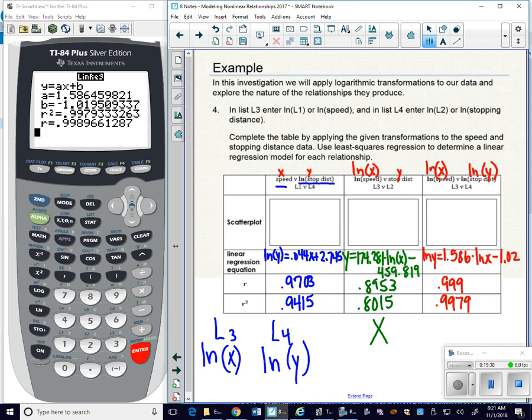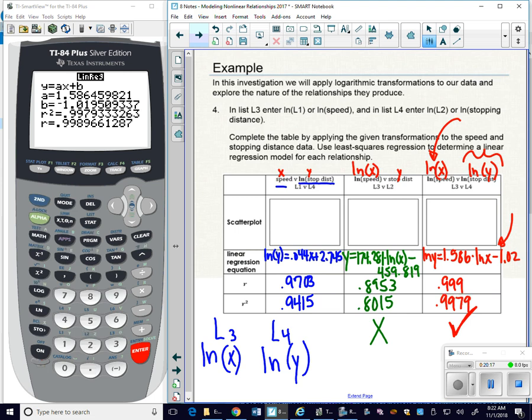99.8% of the variation. Now I want to be careful, because it's not the variation in the stopping distance. It's the variation in the log of the stopping distance that can be explained by this least squares regression equation on the natural log of my speed. So we've definitely gone out there to come back to have a model to make predictions. But I think it's pretty obvious, when I'm comparing my r and my r squared values, that this model so far is the most appropriate.